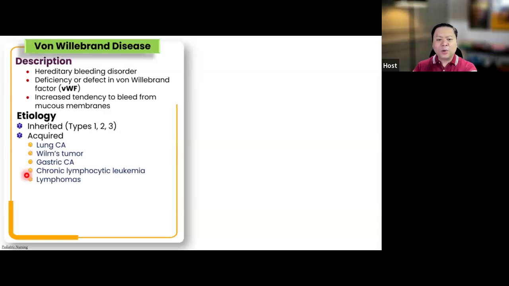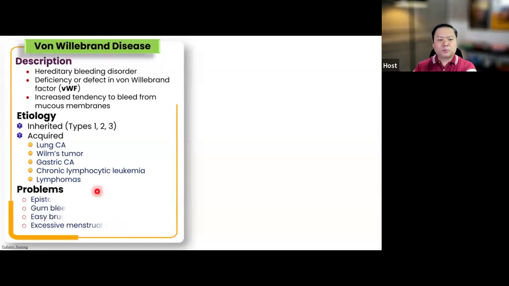Now, how are we going to identify this VWD patient? So, of course, we're going to have to look into the diagnostic studies of the chart. Of course, we're going to have to look at the complete blood count. There will be a decrease in the hemoglobin and hematocrit. The coagulation profile will tell us that there will be a prolongation of the PTT.